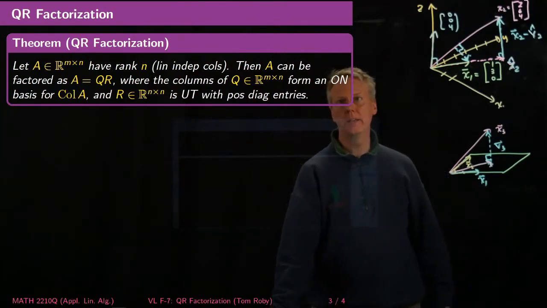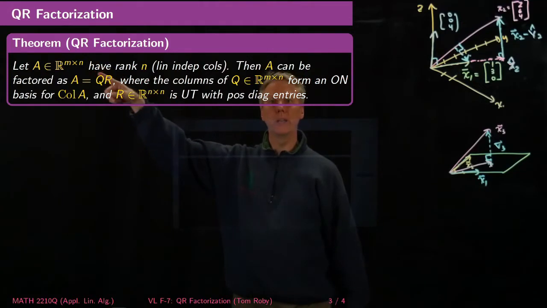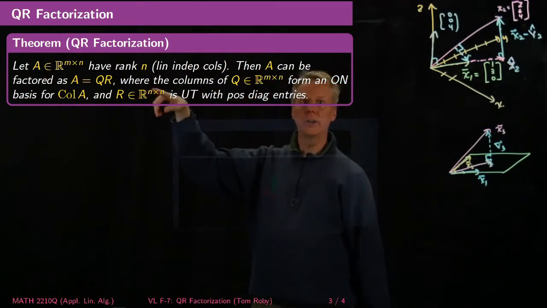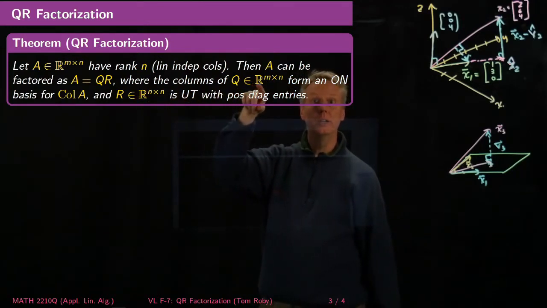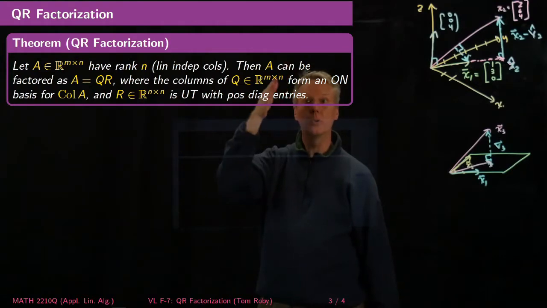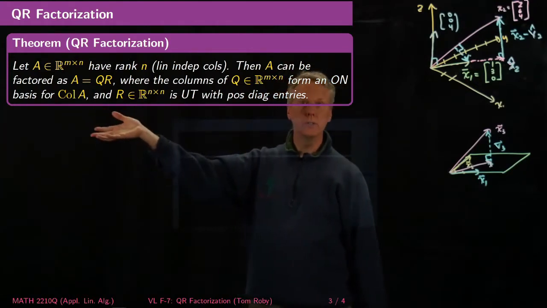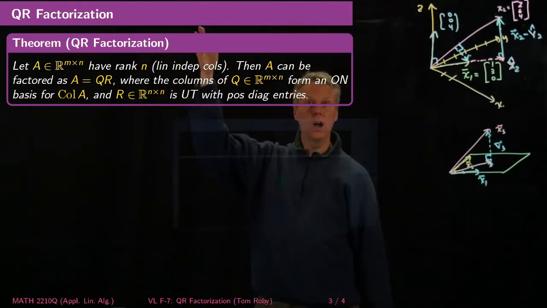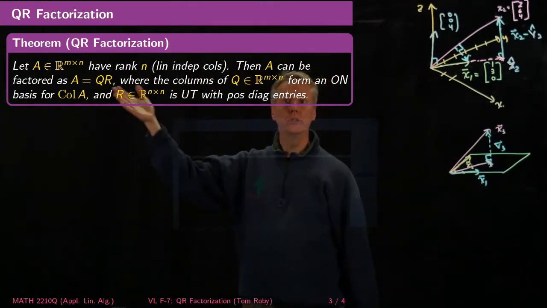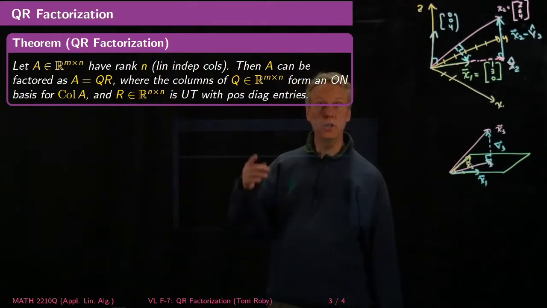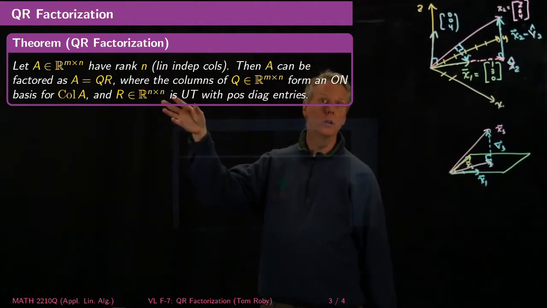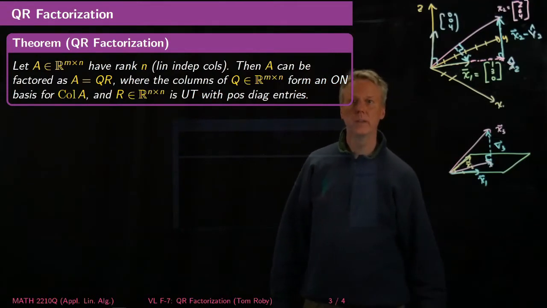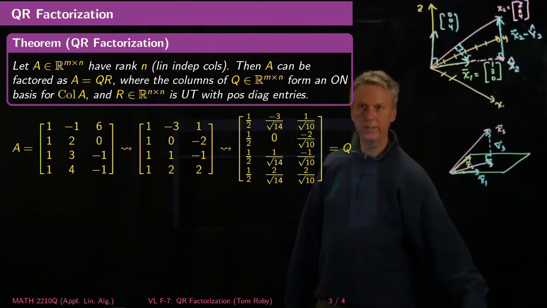Here's the theorem. Suppose I've got an m by n matrix. It has n linearly independent columns, so rank n. Then when I factor it, I get this matrix Q in R^(m by n), and its columns are an orthonormal basis for the column space of A. So the way I'm going to get Q is exactly by using Gram-Schmidt orthogonalization. I'll just take the columns of A and Gram-Schmidt them so that I get the columns of Q. Now R will have these other properties. It'll be an upper triangular matrix and it'll have positive diagonal entries. So let's see immediately on an example how this works.